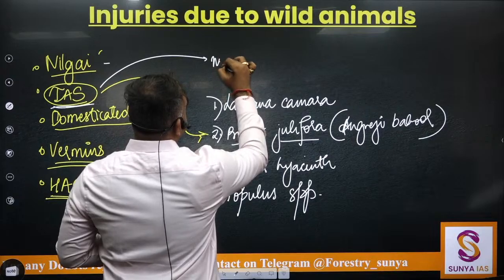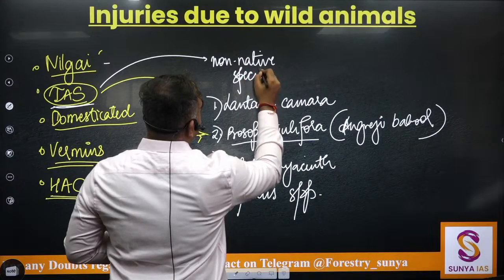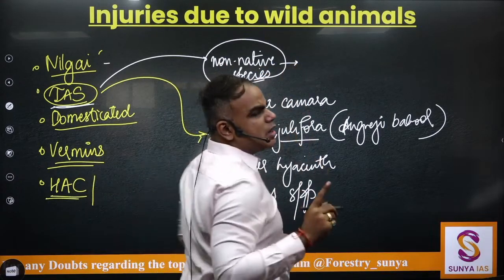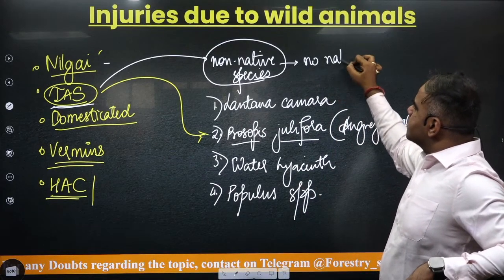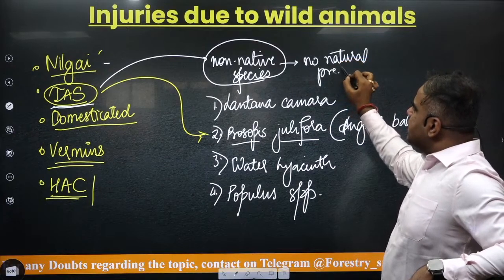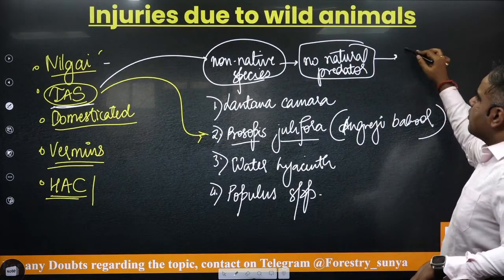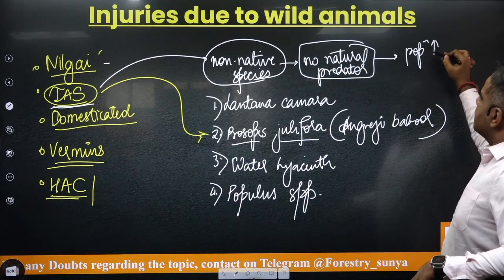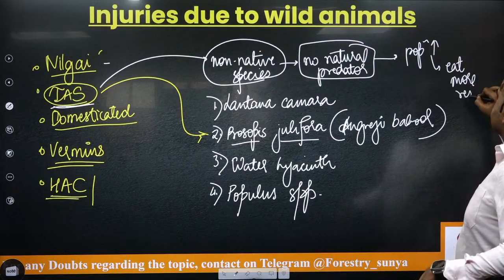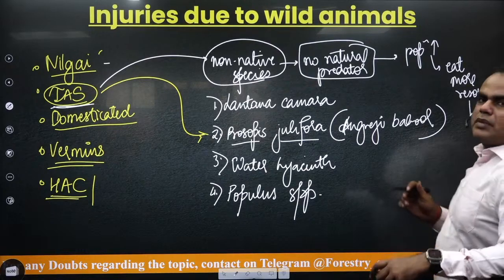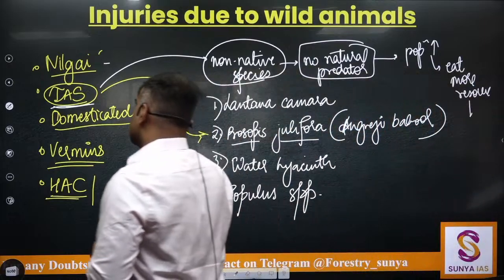Because these are non-native species, there is no natural predator for them, and because of no natural predator, what happens? Their population increases. If the population increases, they will eat more resources, which will lead to lack of resources for native species, and ultimately they will outcompete the native species. Okay, so that is a problem.